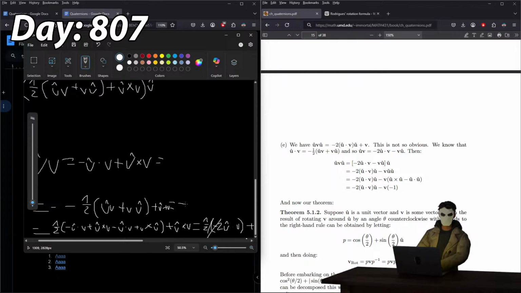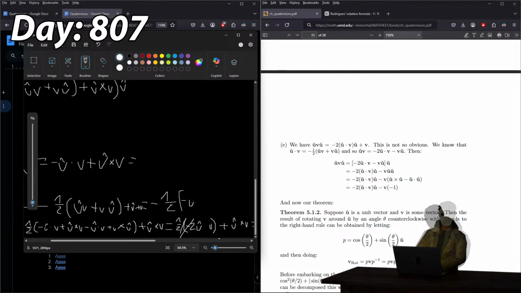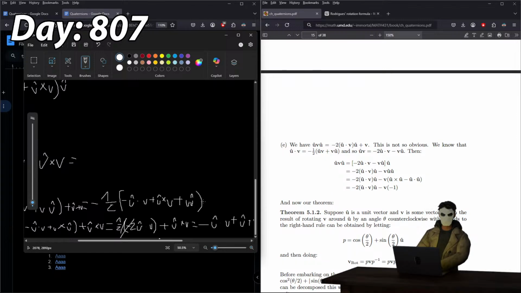Which means negative 1 half and then uv multiplied will be equal to negative u dot v plus u cross v, but then plus just vu. That's it. We're not expanding it anyway. And then this plus v plus v cross u. No, u cross v.